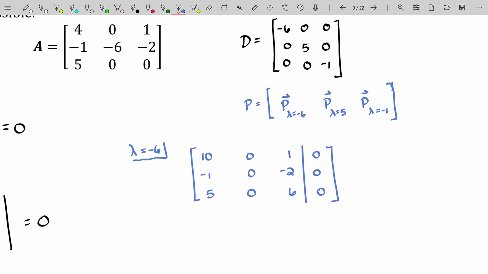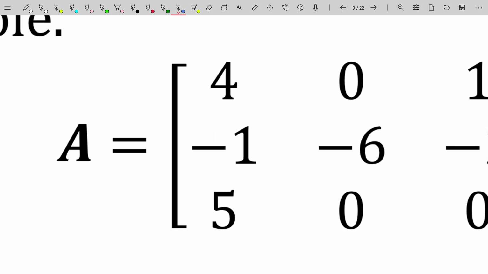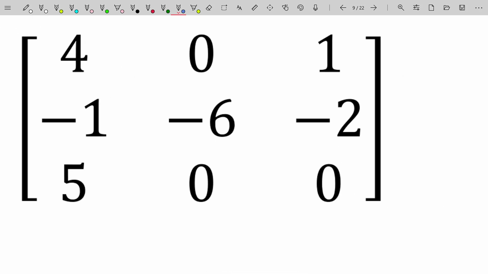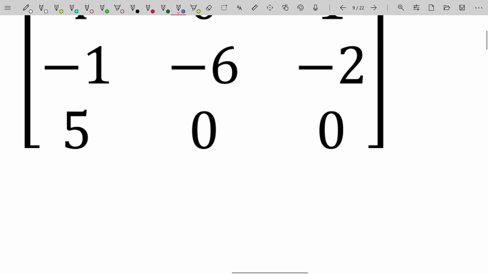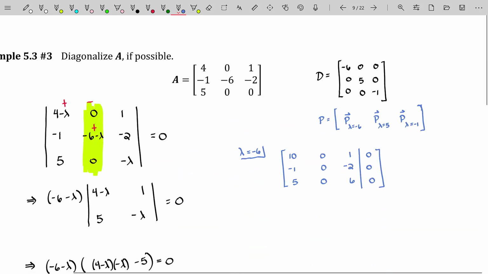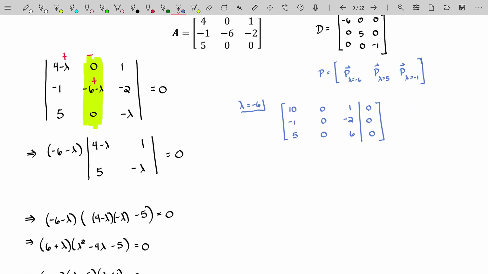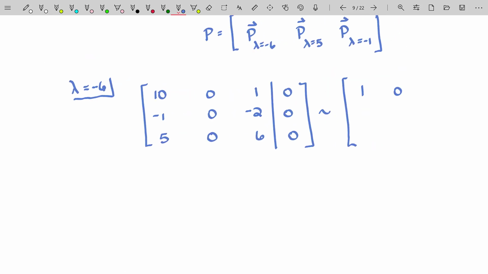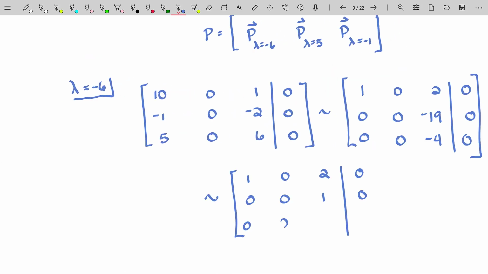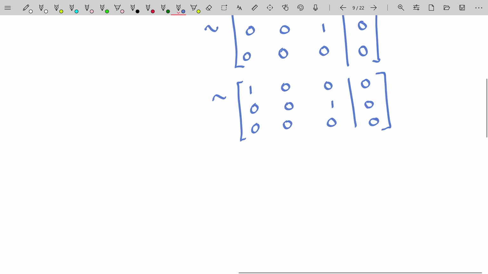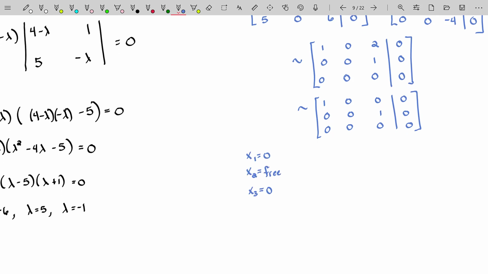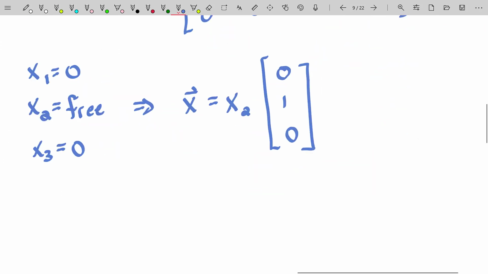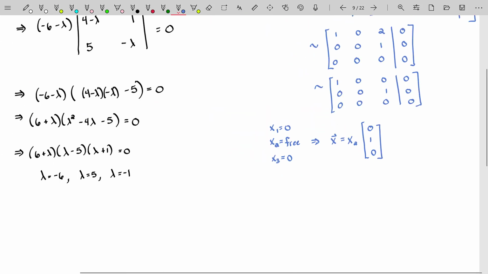If lambda is equal to -6, we'll take the matrix A and subtract a -6 from its main diagonal. So 4 minus a -6 is 4 plus 6 or 10. -6 minus a -6 is 0, and 0 minus a -6 is 6. That's how we got there. And now we'll go ahead and do row reduction techniques. And we get down to this. Notice x sub 2 is a free variable in this situation. And we arrive at this parametric vector solution to that homogeneous equation.